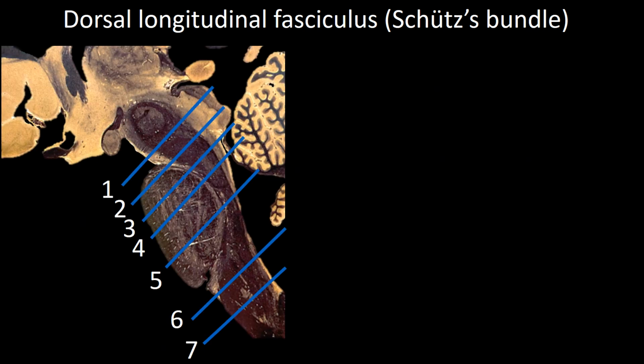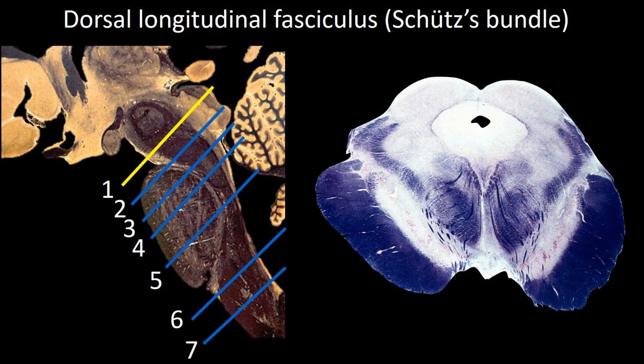I have now moved the specimen to the side and drawn 7 lines to indicate the level of cuts. The first cut is at the level of the superior colliculi and it is tilted down, thus cutting through the exiting fibers of cranial nerve 3. Here you can see the specimen so obtained. The arrow indicates the dorsal longitudinal fasciculus, which I have now encircled.